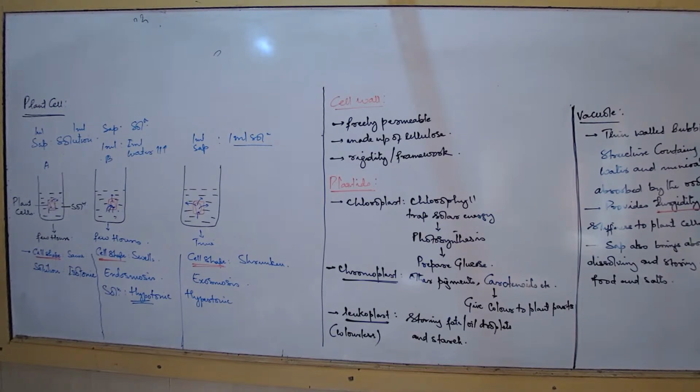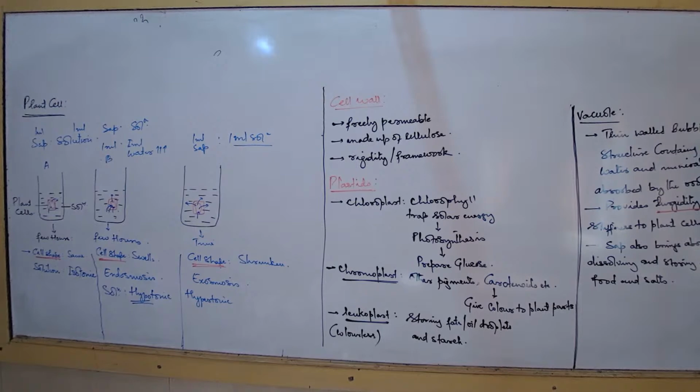Exoosmosis. Complete the sentence: diffusion of water inside the cell from the surrounding. We are comparing with the surrounding. Diffusion of water inside the cell from the surrounding. Next one. That is endo. Now you write for exoosmosis.